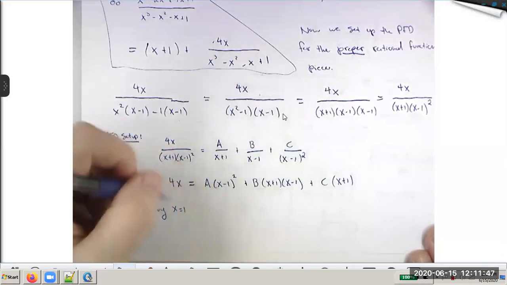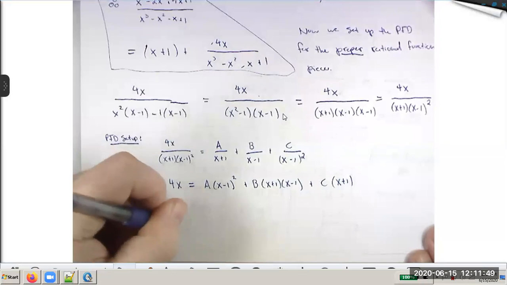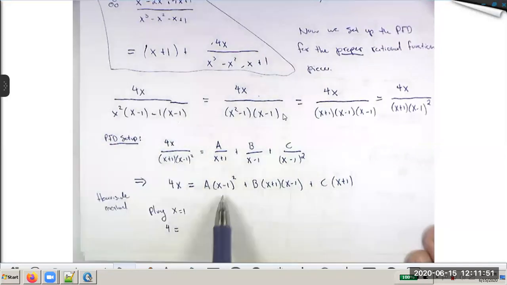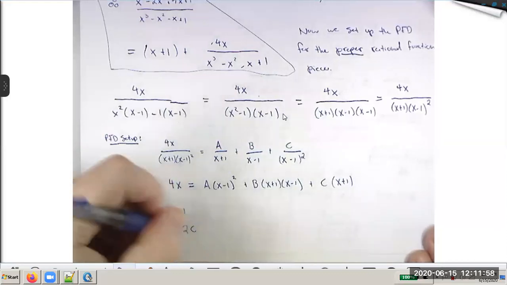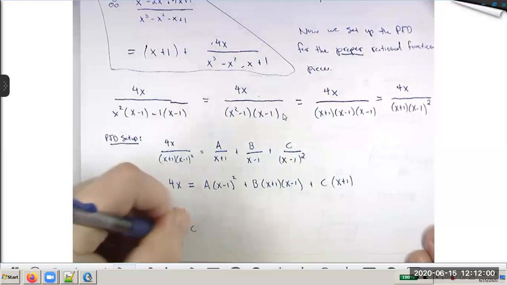My left-hand side will be 4 times 1. My right-hand side will be 0a plus 0b plus 2c. So c is equal to 4 over 2, that's 2.